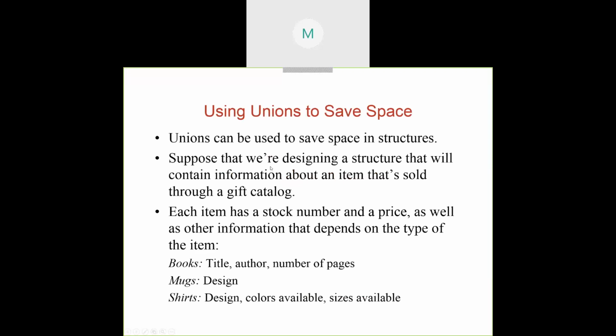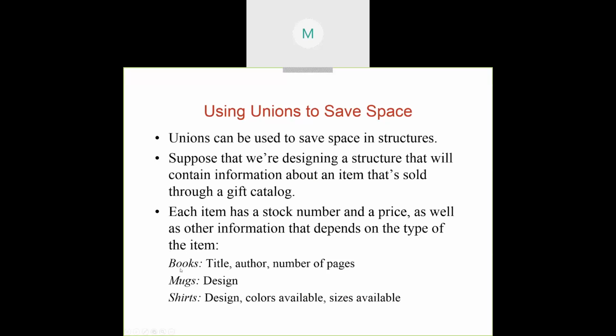Okay, so we can have more examples in Union. What we're going to do here, you know that for Union you can save space, right? How? I will give you one example. Suppose you are designing a structure that will contain the information about an item that's sold through a gift catalog. Whenever you have a gift catalog, there can be many kinds of items, right? Each item has a stock number and a price, as well as other information that depends on the type of the item for sure.